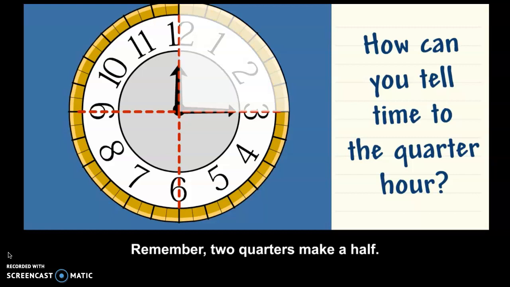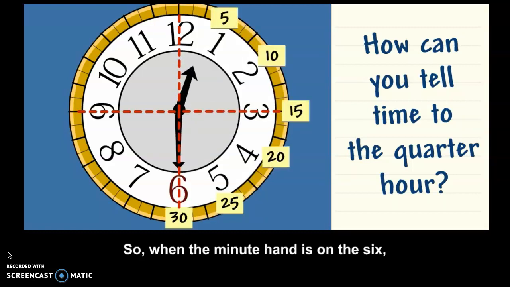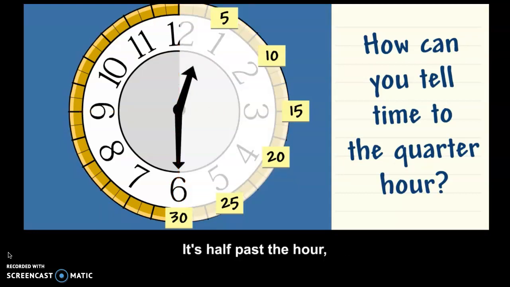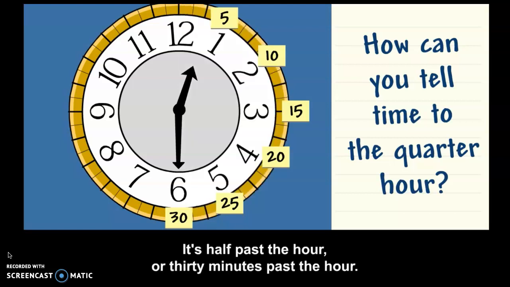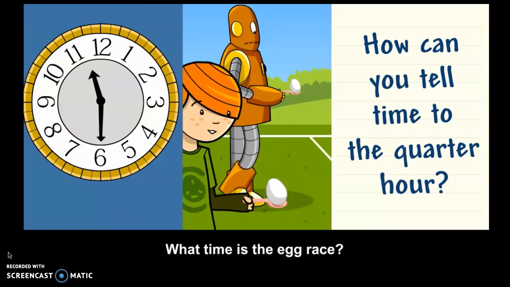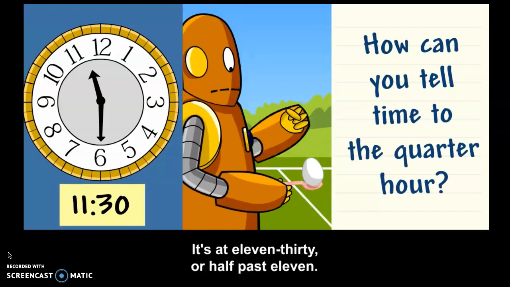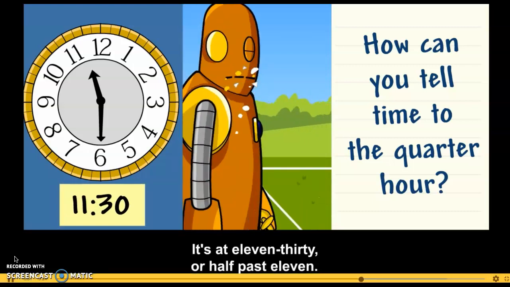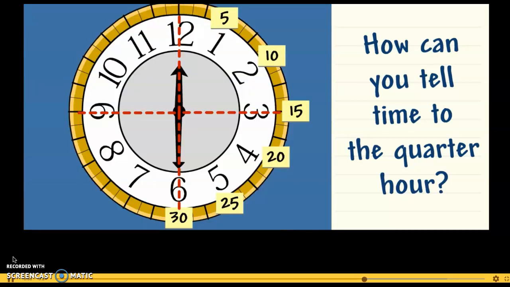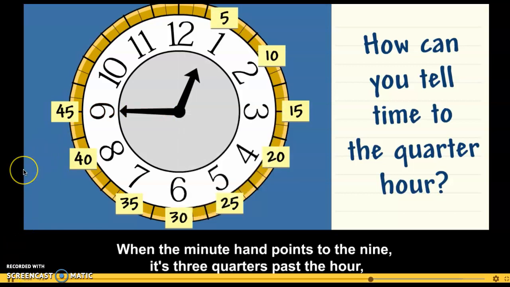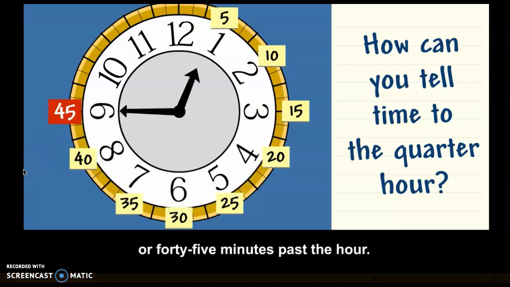Remember, 2 quarters make a half. So when the minute hand is on the 6, it's 2 quarters past the hour. It's half past the hour, or 30 minutes past the hour. What time is the egg race? It's at 11:30, or half past 11. When the minute hand points to the 9, it's 3 quarters past the hour, or 45 minutes past the hour.